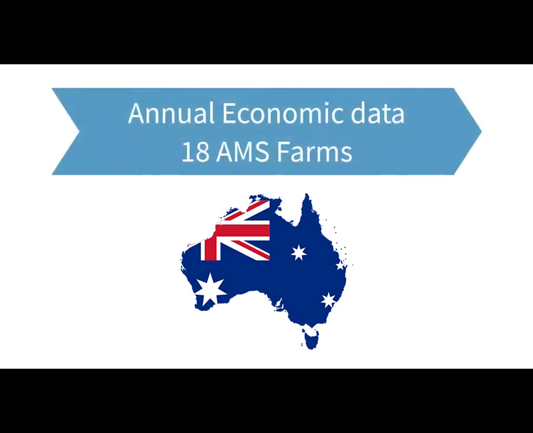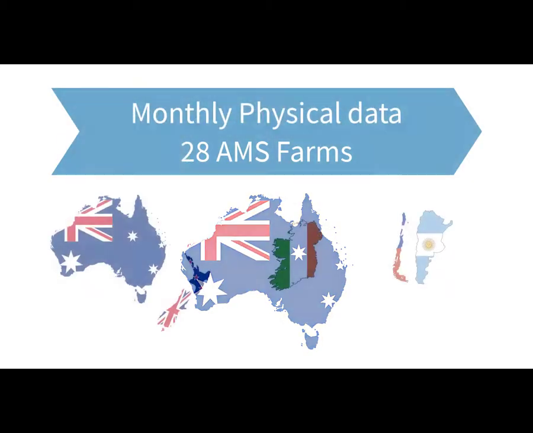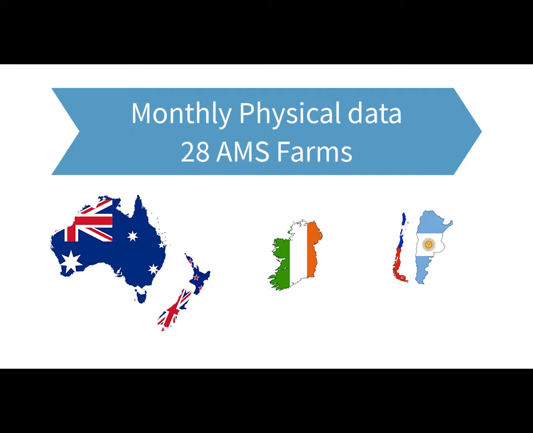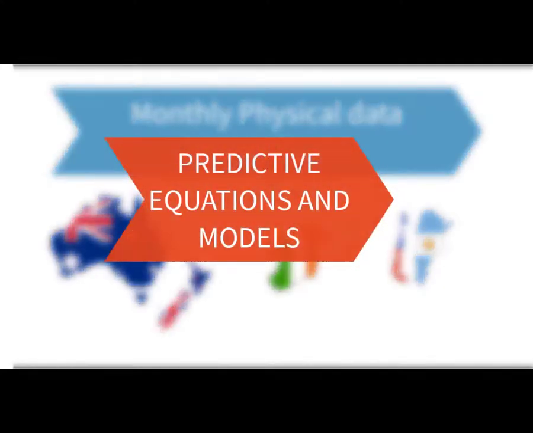This tool uses annual economic data from 18 Australian AMS farms and physical monthly data from 28 AMS from Australia and overseas. That data was then used to develop a series of equations and models that sit behind the tool.